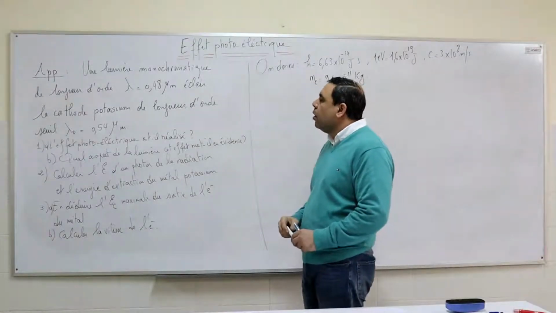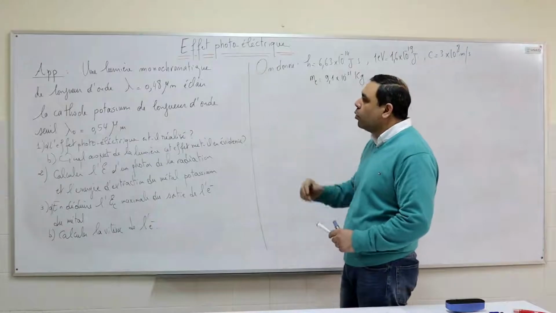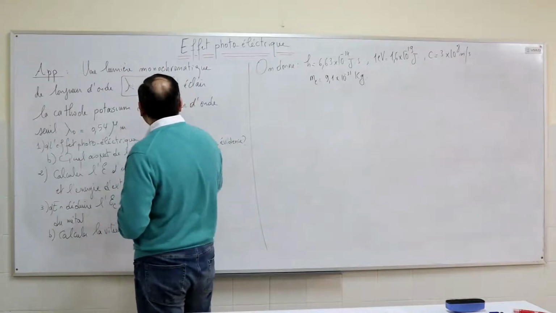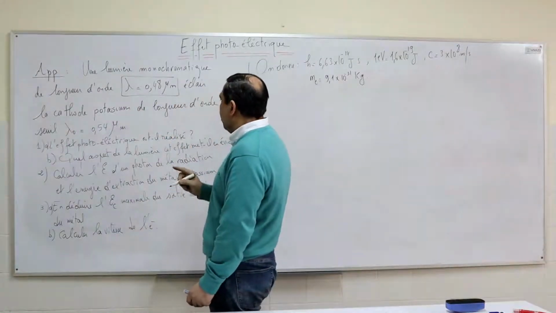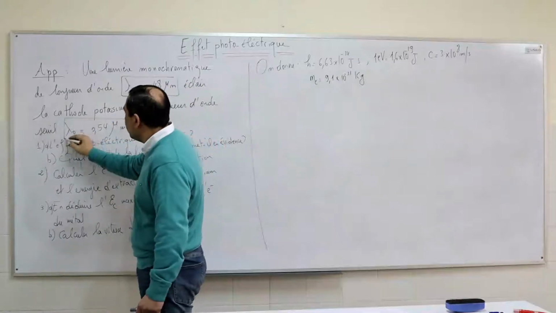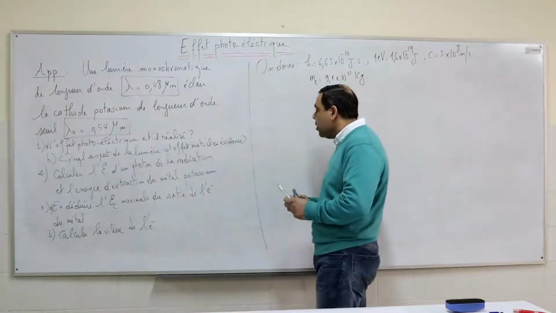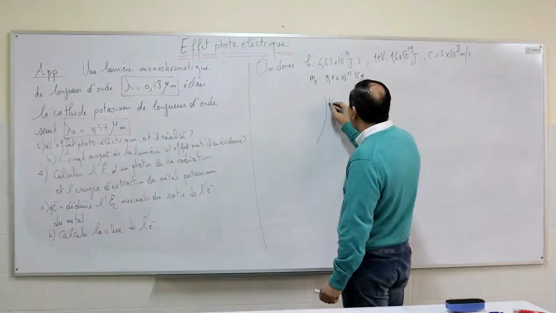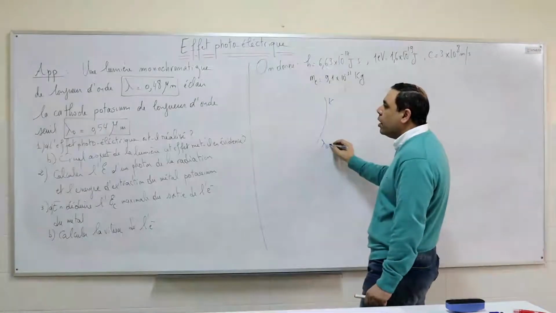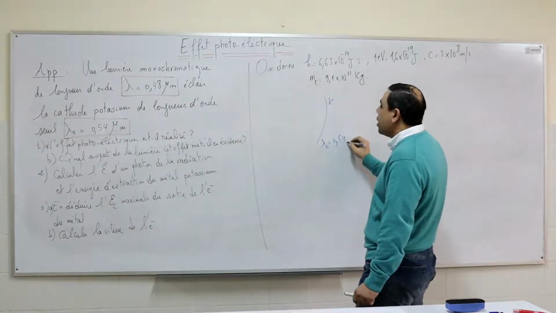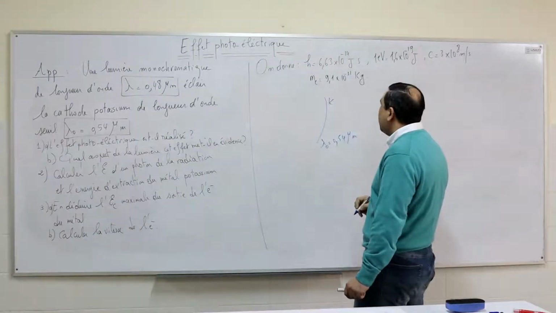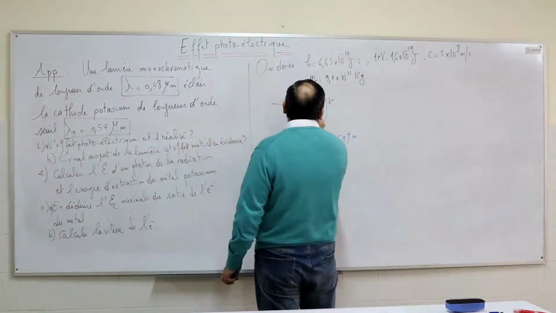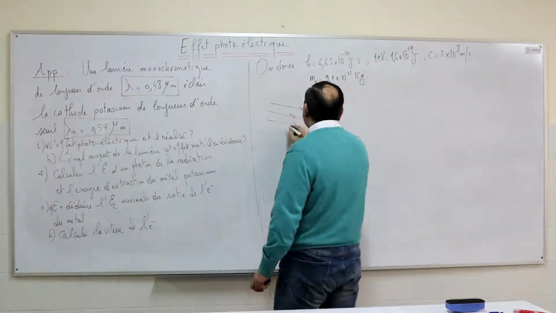Consider the following application. A monochromatic light of wavelength lambda equals 0.48 micrometers illuminates a potassium cathode of threshold wavelength lambda 0 equals 0.54 micrometers. We're going to schematize the problem. This is, for example, the potassium cathode. The threshold wavelength is 0.54 micrometers. This potassium cathode is illuminated by a monochromatic radiation of wavelength 0.48 micrometers.